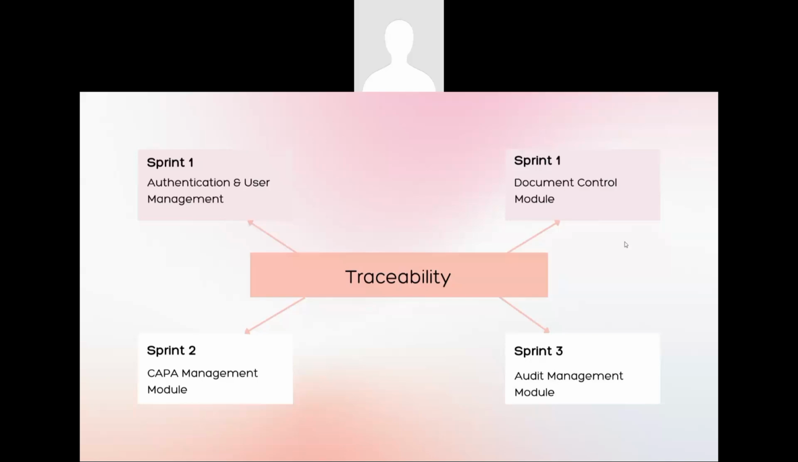The third sprint focuses on the implementation of the audit management subsystem, with features for scheduling audits, conducting audit activities, recording findings, and generating audit records. This sprint completes the core quality management workflow by allowing organizations to evaluate compliance, identify issues, and link audit findings to CAPA actions. The completion of this sprint ensures the QMS Flow fully supports internal quality audits and compliance monitoring. Thank you.